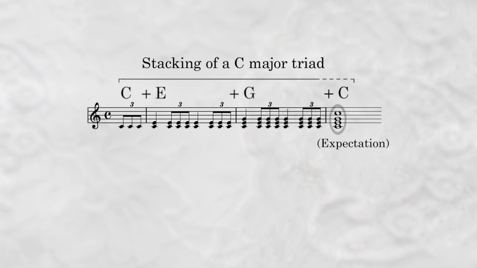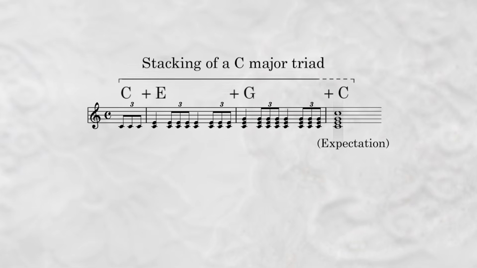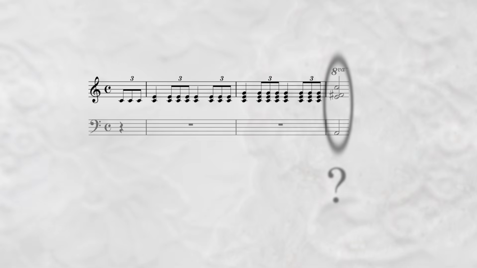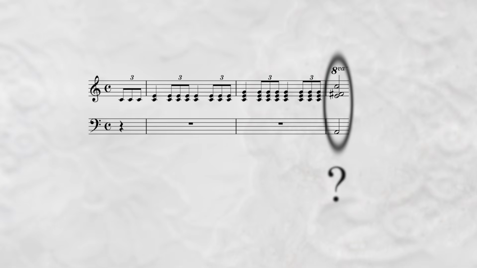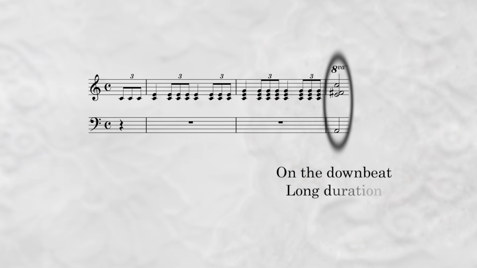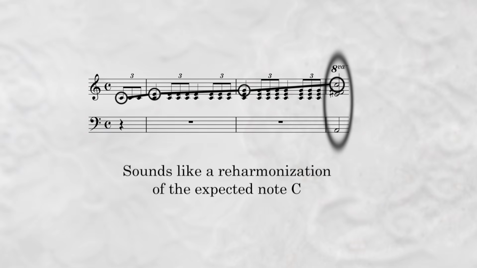It could have happened like this. But that's not what Mendelssohn did. He puts a weird chord at that melodic high point. This chord is extremely prominent because it is on the downbeat of the meter and held for a relatively long duration. In addition, we get that expected pitch C as the top voice, but it almost sounds like a reharmonization of our expectation.